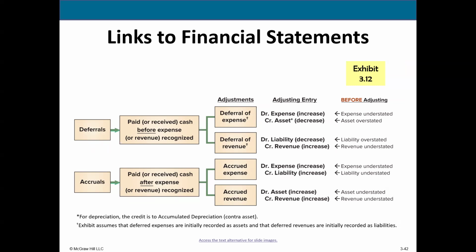So I just showed you how to work through 4 different types of adjusting entries: deferral of expense, deferral of revenue, accrued expense, and accrued revenue. Why we do them, what the impact is, and what this slide shows you is how it all links back to the financial statements.